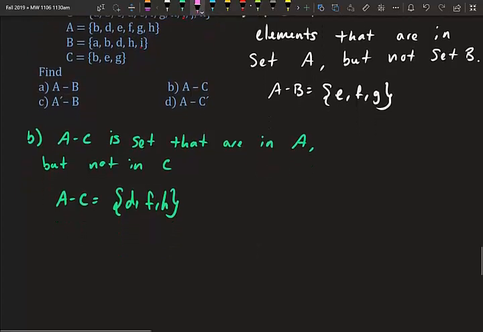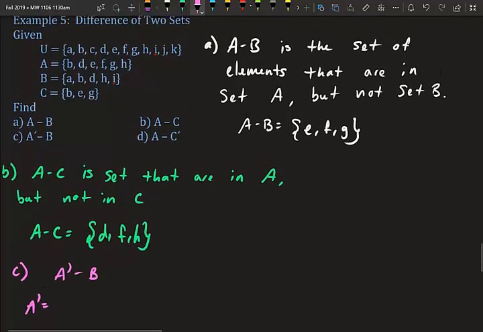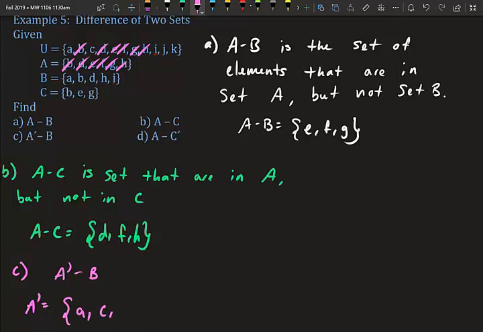Part C. So what's the complement of A minus set B? So first, we need to find the complement of A. So what's in the universal set that's not in A? So B they have in common, D they have in common, E they have in common, F, G, and H. So everything else is not in A. So A, C, I, J, and K.